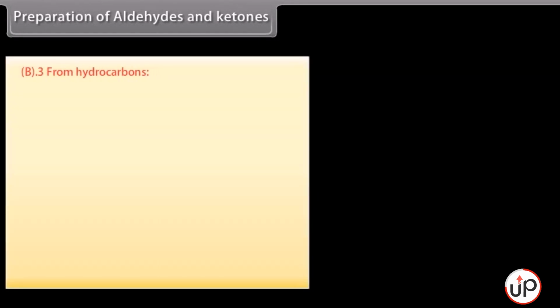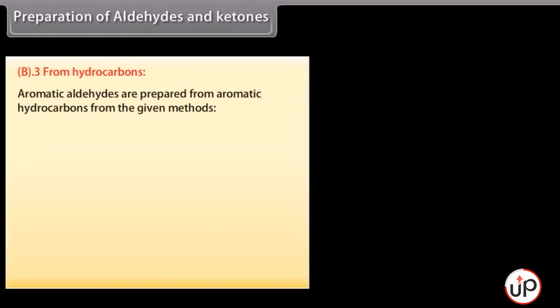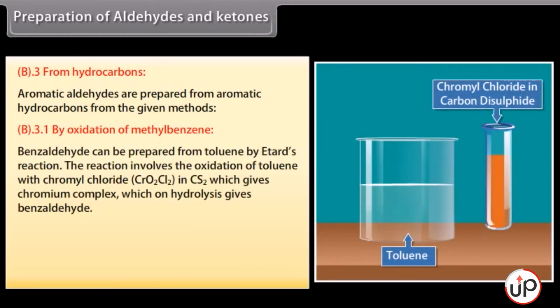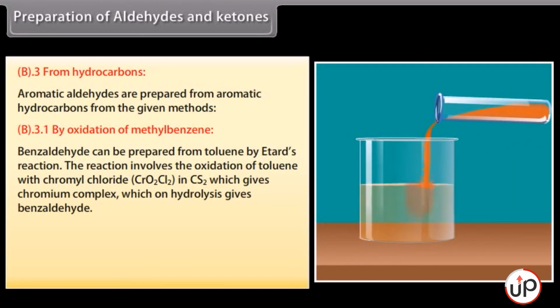Preparation of aldehydes and ketones from hydrocarbons. Aromatic aldehydes are prepared from aromatic hydrocarbons by the given methods. By oxidation of methylbenzene. Benzaldehyde can be prepared from toluene by Etard reaction.